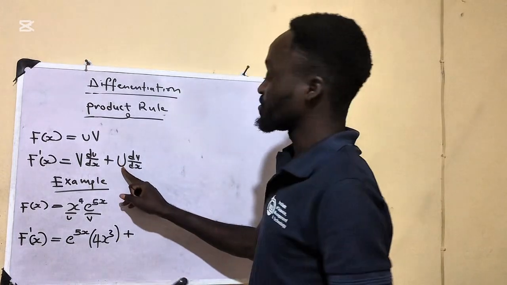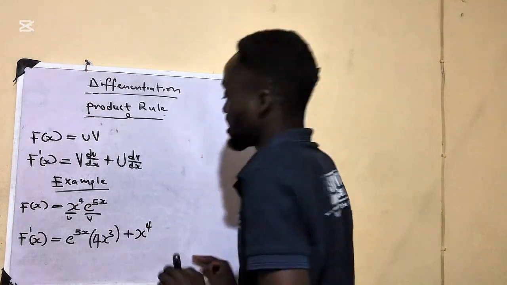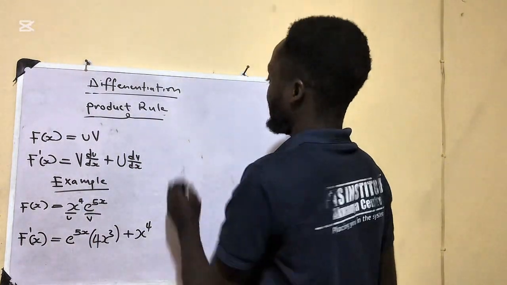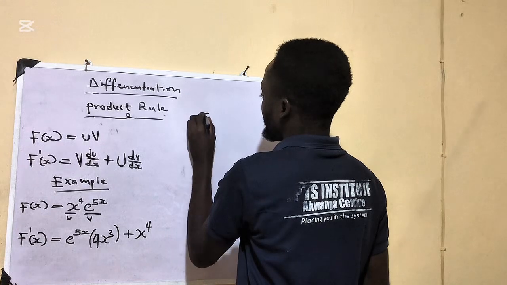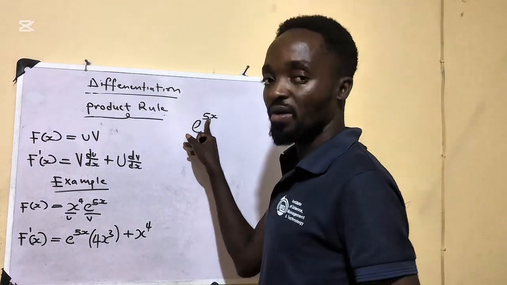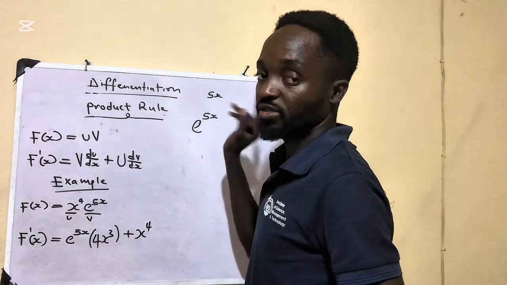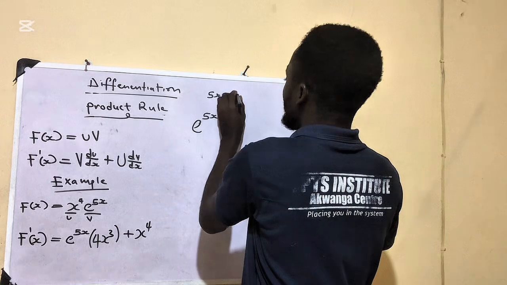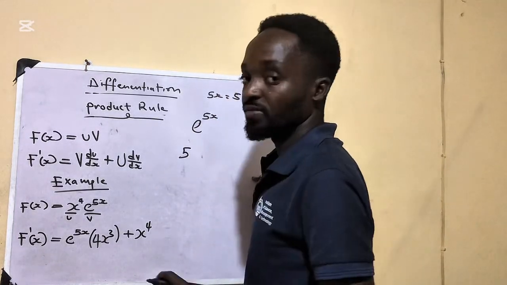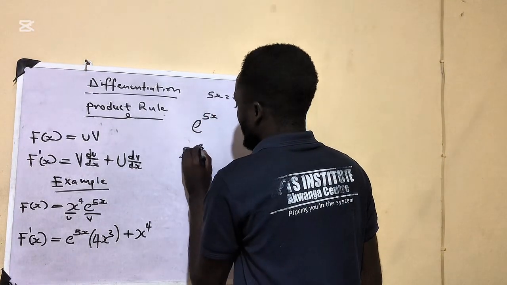The next thing we are going to do now is we write u. Well, our u is what? x to the power of 4. And then we will differentiate v. So v is exponential 5x. Now, if you are differentiating exponential 5x, there is something you need to know. What you do is you differentiate the power. The power is 5x. If you differentiate 5x, you are going to get only 5. So now you write 5, which is the differentiation of the power. Then you write that same thing as it is again. So you write 5, then exponential 5x.